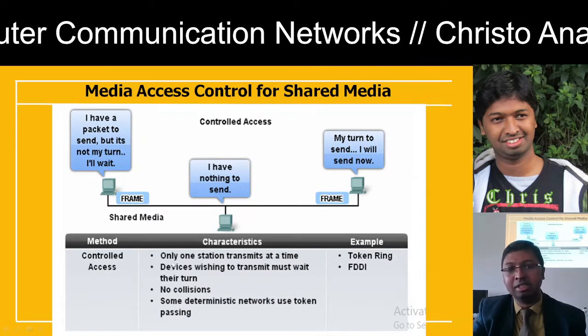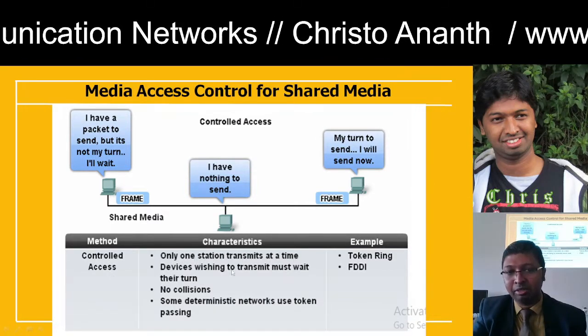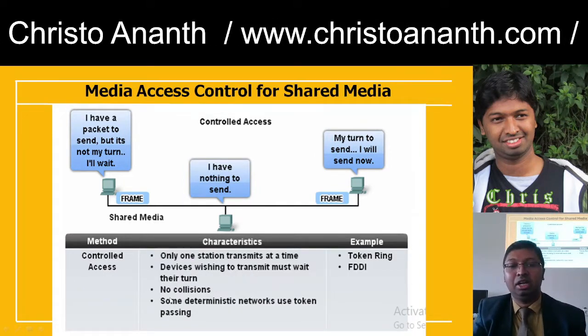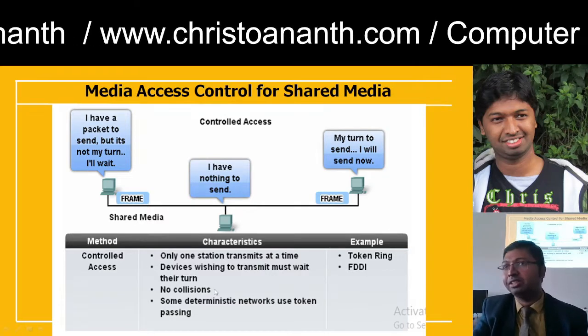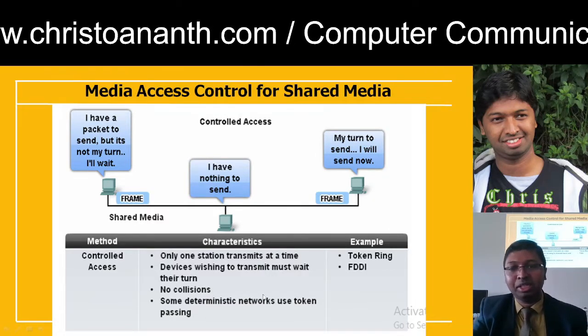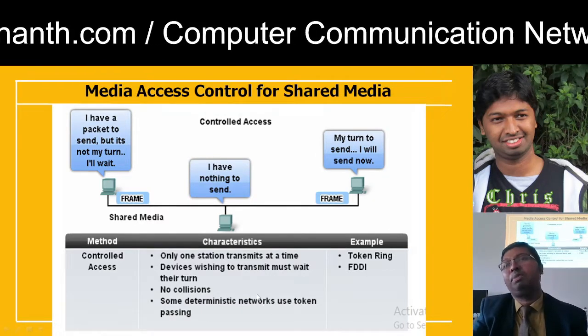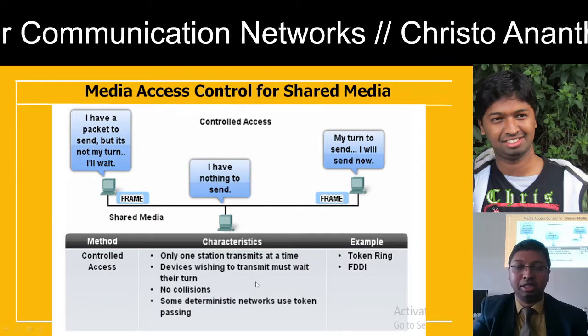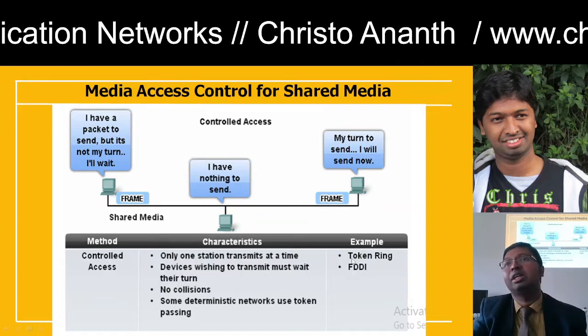In controlled access, only one station transmits at a time. Devices wishing to transmit must wait their turn. No collisions because they are waiting. Some deterministic networks use the token passing method. Examples are token ring, FDDI, and so on. Full duplex connections.